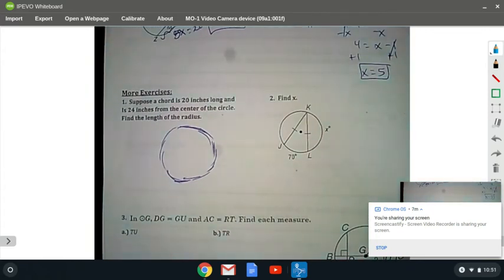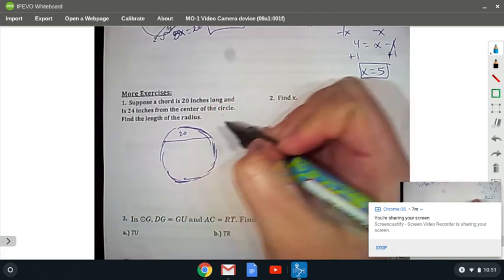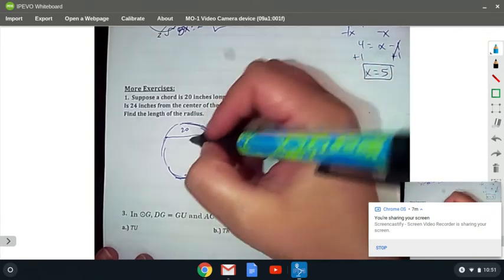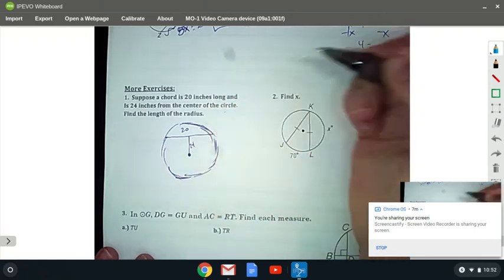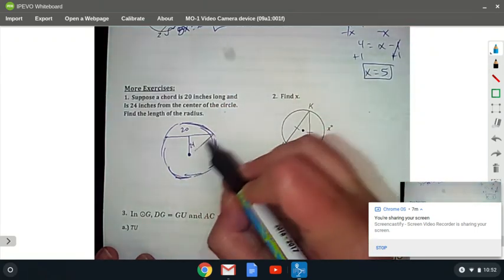Suppose a chord is 20 inches long. So I have a chord up here, 20 inches long, and it is 24 inches from the center of the circle. So here to the center is 24. Find the length of the radius. So this is where it gets tricky.